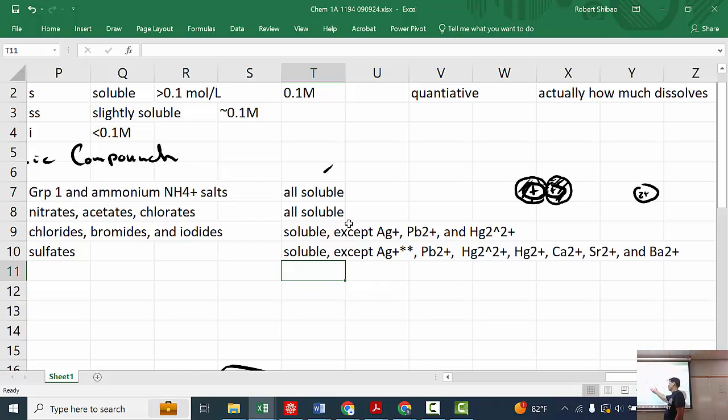Silver may or may not be present since it is borderline, and the borderline is 0.1. So it'd be SS, right? All the others would be I for insoluble.